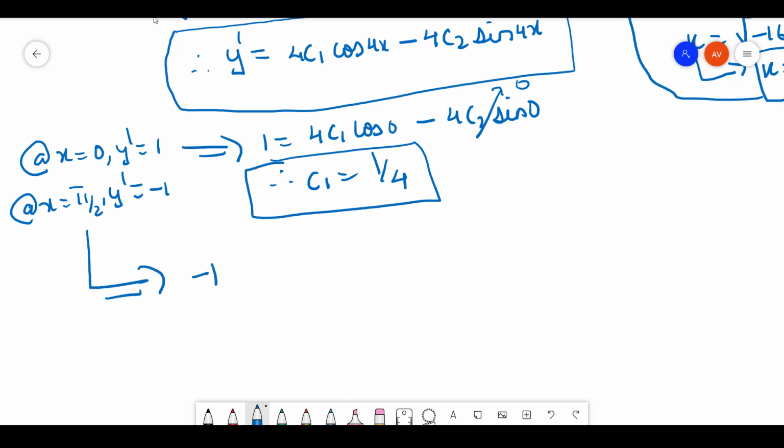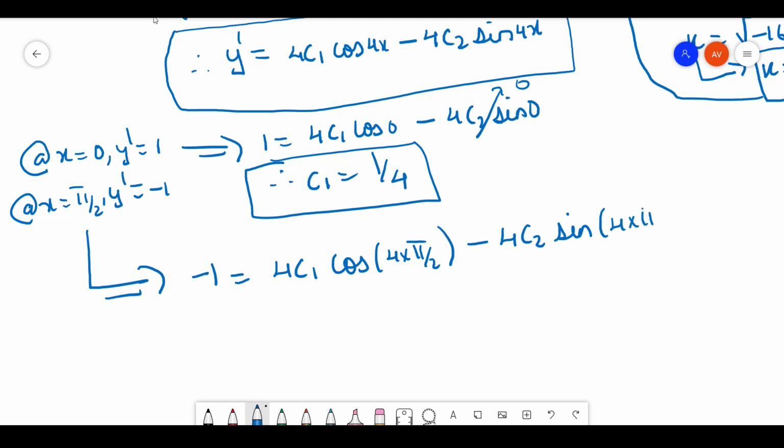Now let's use the second one. So minus 1 is equal to 4c1 cos of 4 into pi by 2, minus 4c2 sine of 4 into pi by 2. Your 4 into pi by 2 is 2 pi. So sine 2 pi is 0, and cos 2 pi is the same as cos 0, which is 1. Therefore your c1 is equal to minus 1 by 4.